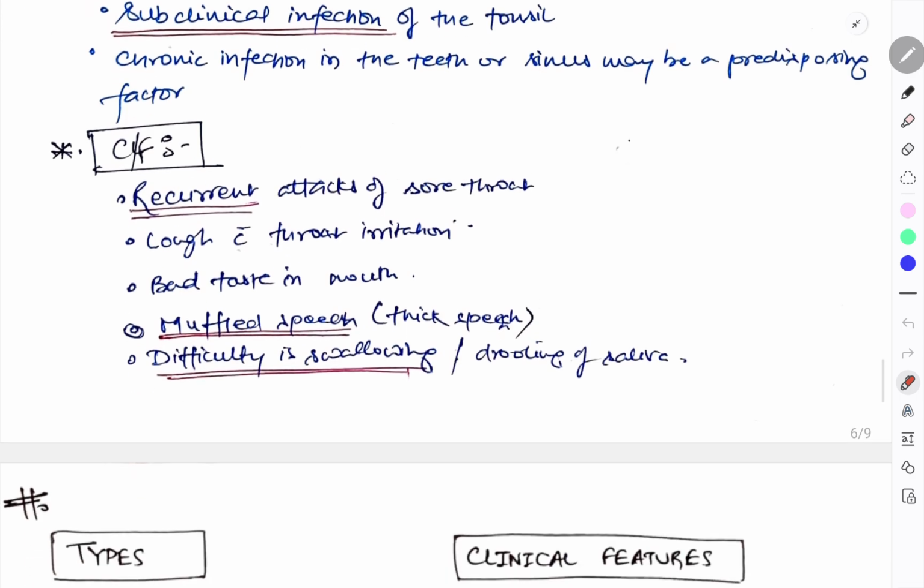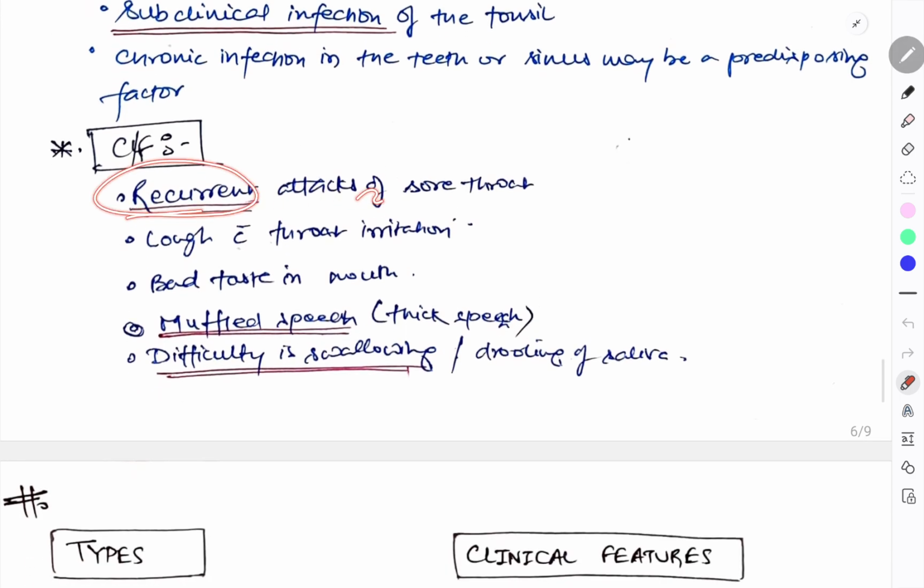Coming to clinical features, here we'll see recurrent attacks of sore throat, cough with throat irritation, bad taste in mouth, muffled speech or you can say thick speech, difficulty in swallowing and drooling of saliva. Tell me in the comment box what are the cardinal features or signs of chronic tonsillitis.